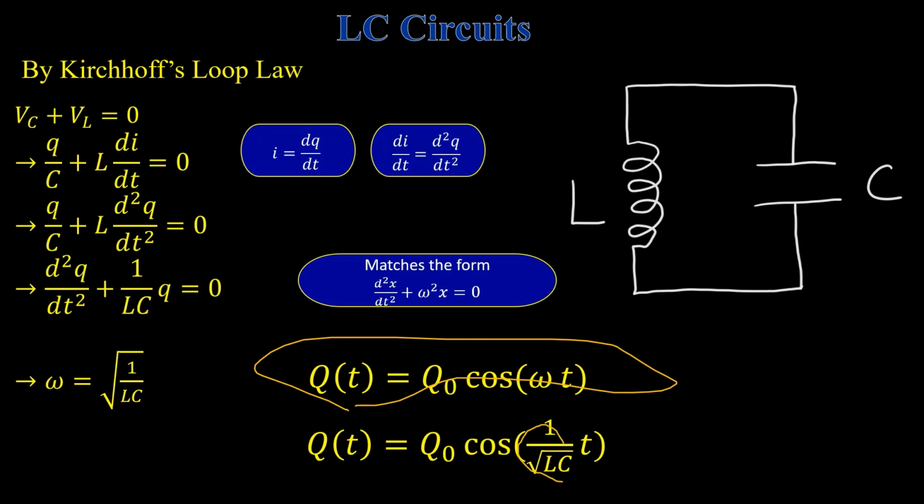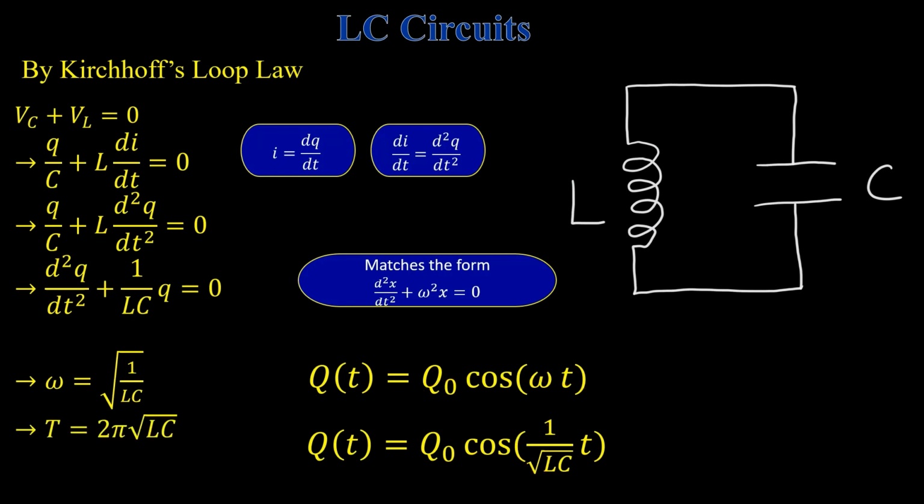And then relating this to the period, the period is 2 pi over the angular frequency. So the period of an LC circuit is 2 pi square root of LC. All right, so that's all the math that's going on in an LC circuit. And we'll go ahead and do an example problem on this.